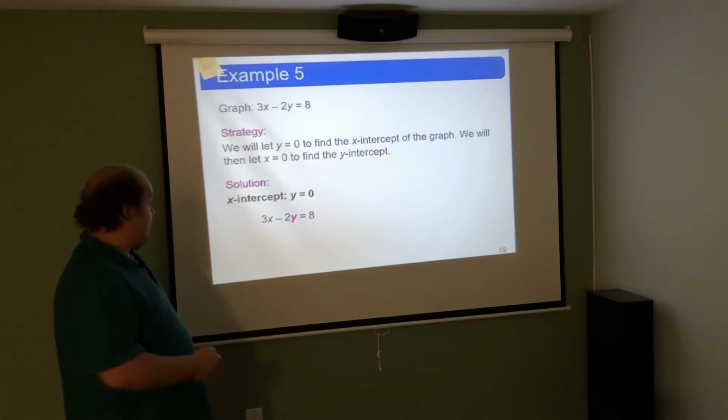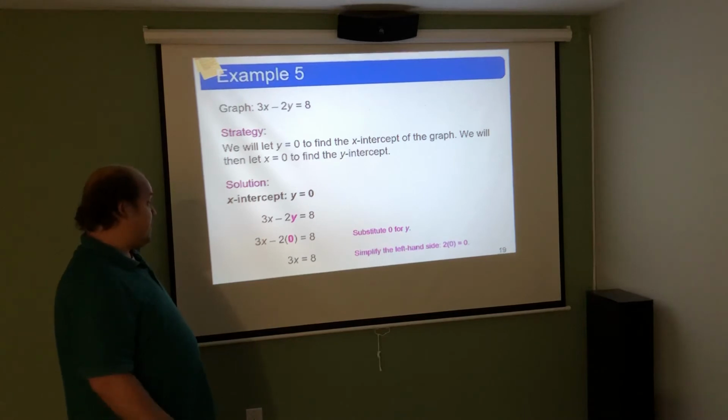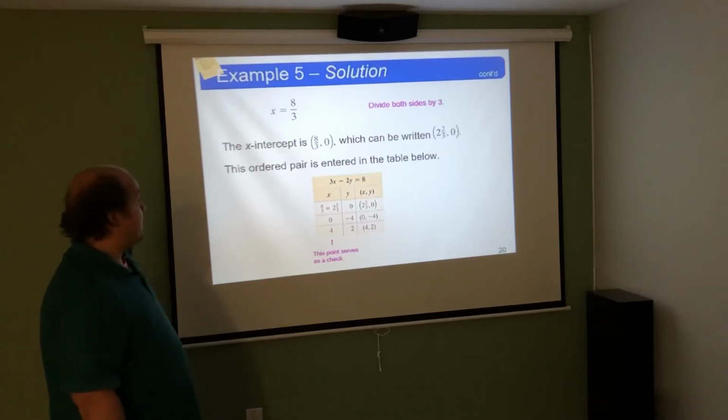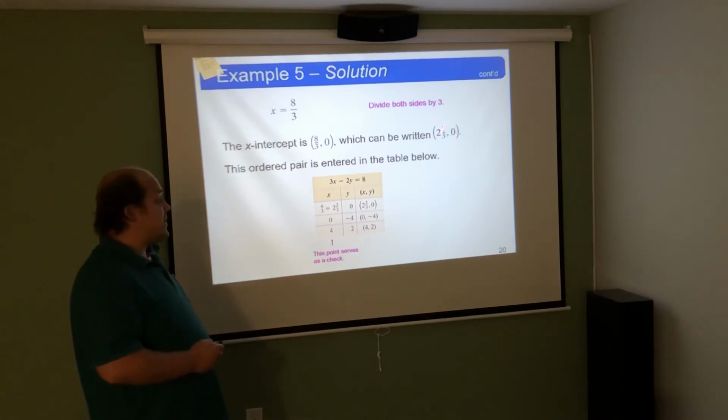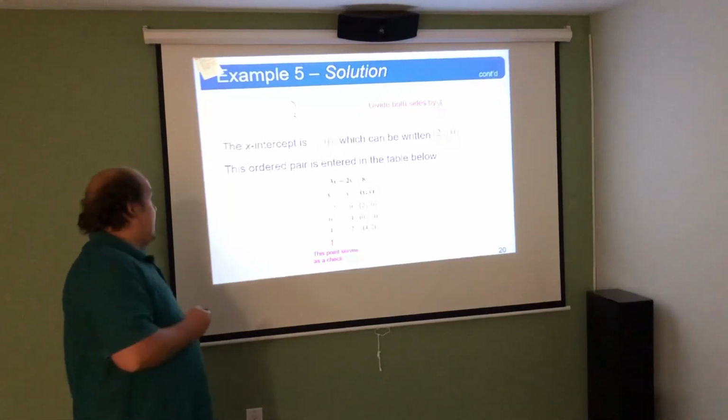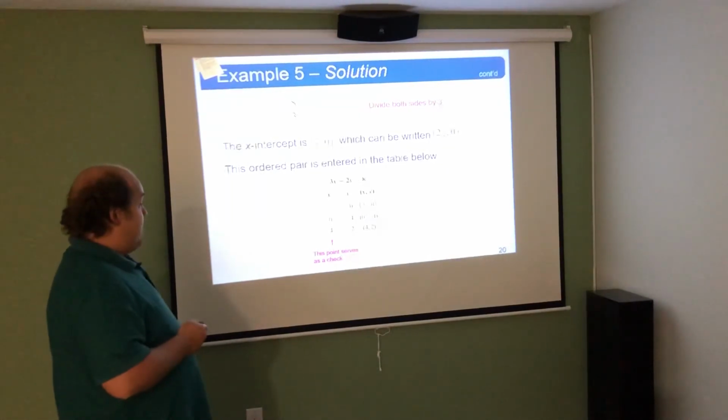So this is showing when we put in 0 for y, we get 3x equals 8, which really means that x equals 8/3. Again, it can be written as this mixed number. I don't really care that much between mixed numbers and fractions. The ordered pair is then entered in the table below, so 8/3, 0.